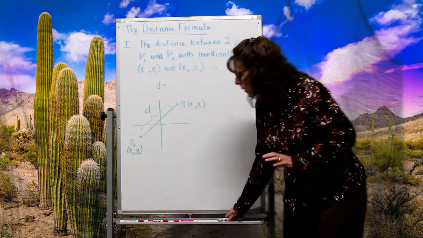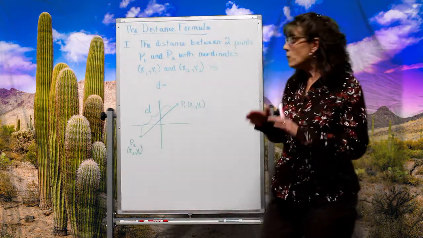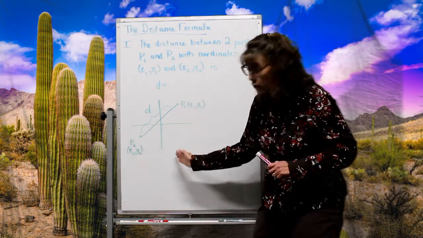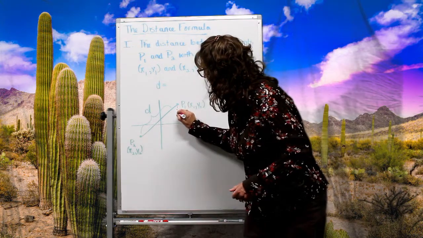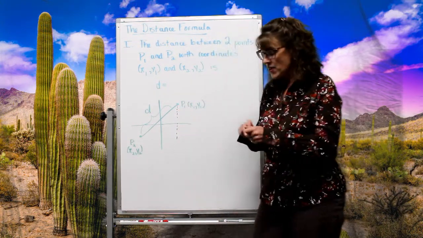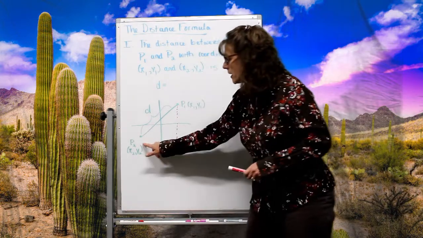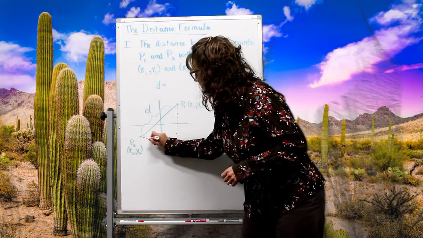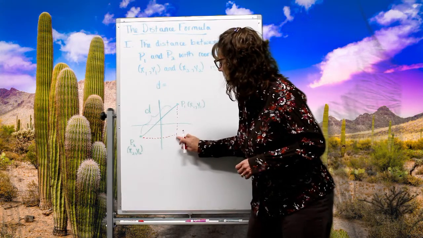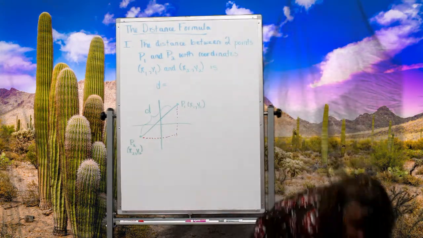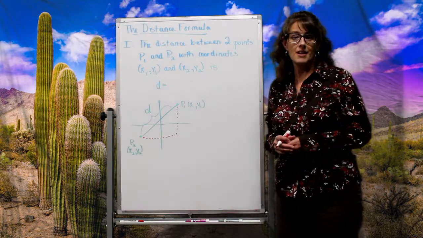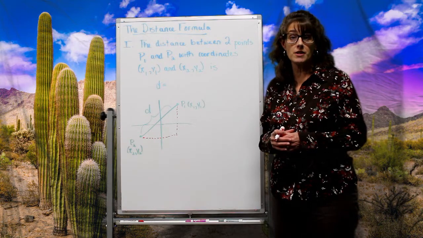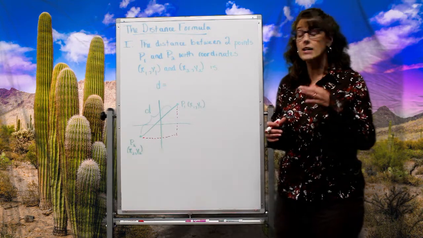Now, let's think about what's happening here. If I was to take this point right here, and drop a perfectly vertical line right down like this, and then from this point create a perfectly horizontal line like this, notice what I've created. And what exactly is that? Yes, it's a triangle, but it's a special type of triangle. What kind of triangle is it? Yes, it is a right triangle.